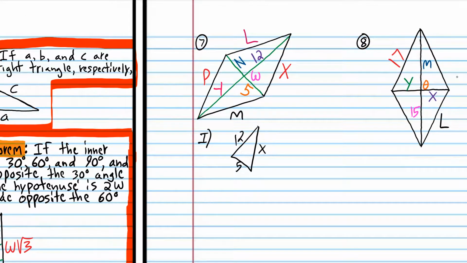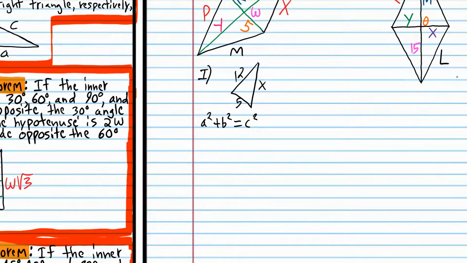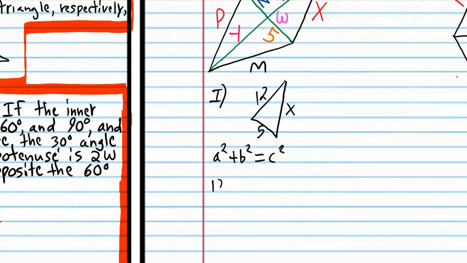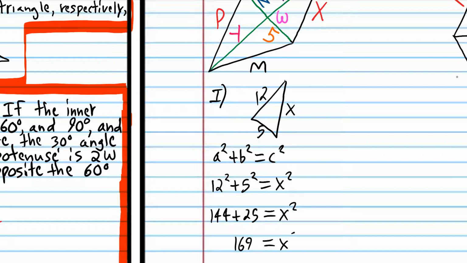So we have to find x first. And to do that, we're going to use the Pythagorean theorem. A squared plus b squared equals c squared. That's the theorem over here. This theorem up here. So again, we learned that in a previous class. So we have 12 squared plus 5 squared equals x squared. And we have 144 plus 25. You can use a calculator for 12 squared if you need to. Add them together, you get 169 is equal to x squared.